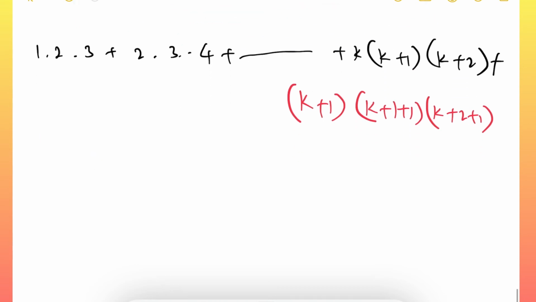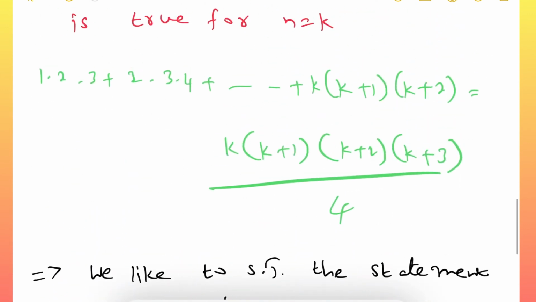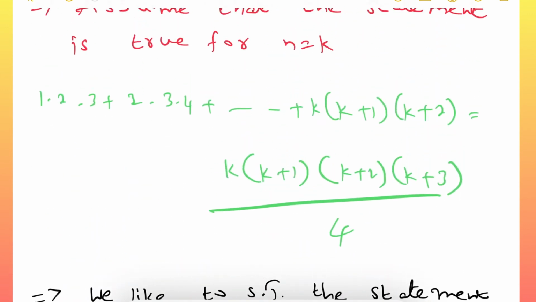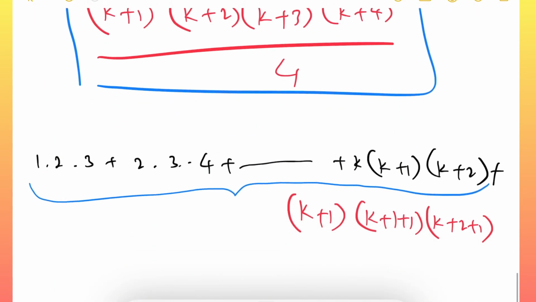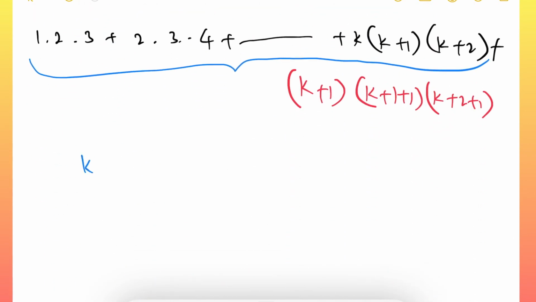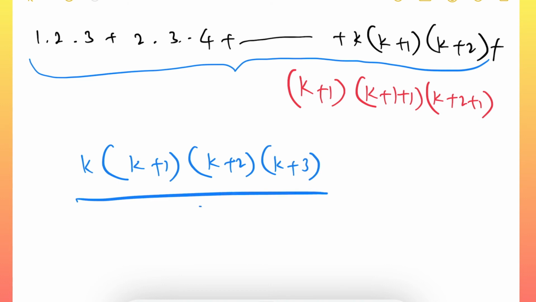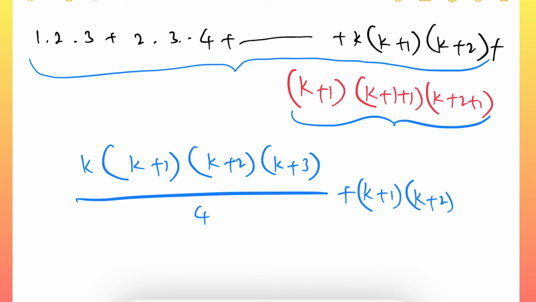So now if we simplify this, from step 2 we will get to know the value of this one, that is k into (k+1) into (k+2) into (k+3) whole divided by 4. That I'll substitute it here: k(k+1)(k+2)(k+3)/4 plus, here one more term is missing, that we write it here: (k+1) as it is into (k+1+1), (k+2), (k+2+1), (k+3).